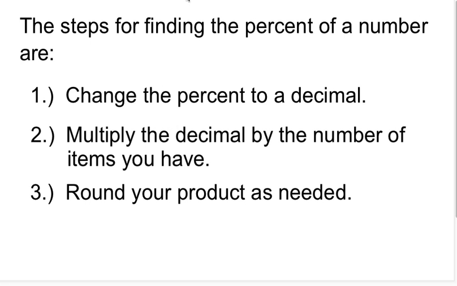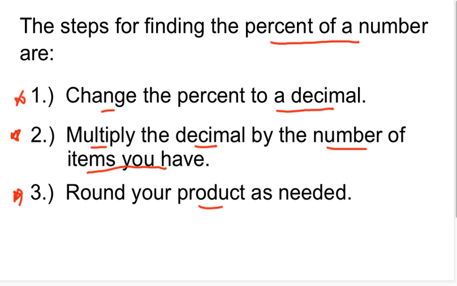Okay? So anyways, let's take a look at the steps. And the steps are pretty easy. The steps for finding the percent of a number start with number 1. Change the percent to a decimal. Number 2, multiply the decimal by the number of items you have, or the amount that you have, because you might be finding a percent of a dollar amount. Then round your product as needed. So, there will be times when you will have to round your product just to get a reasonable answer, okay?